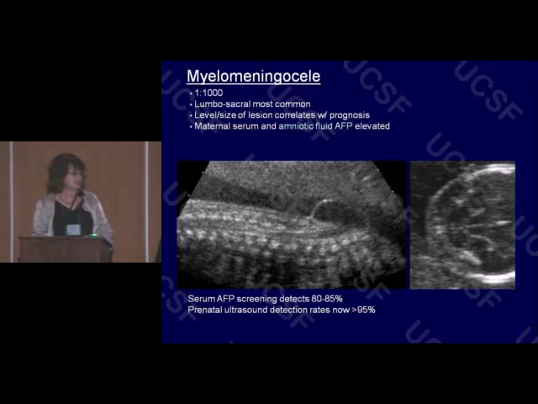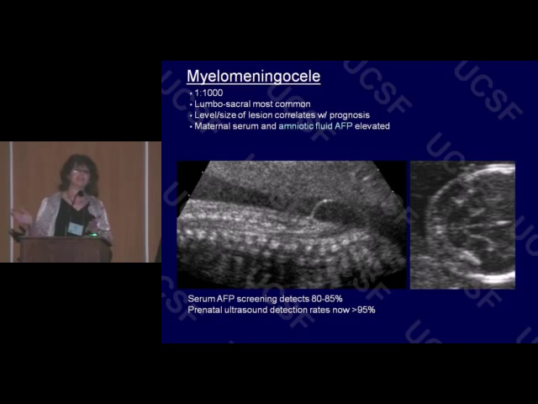Risk of myelomeningocele about 1 in 1,000. The lumbosacral location most common. Once seen, we report the level of that lesion because it's associated with prognosis and, frankly, with patients' candidacy for potential intervention. Sometimes the first pickup is the elevation of maternal serum and amniotic fluid AFP levels, but I'll tell you, it was in the news last week.